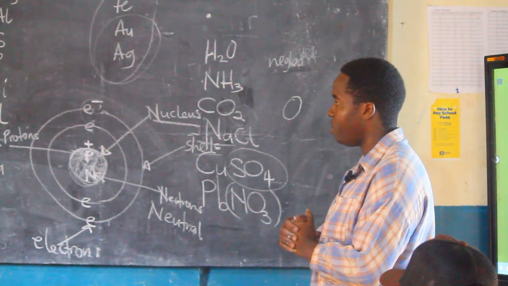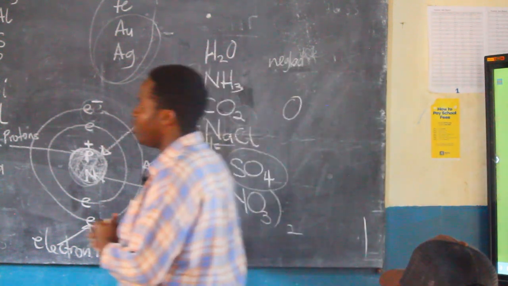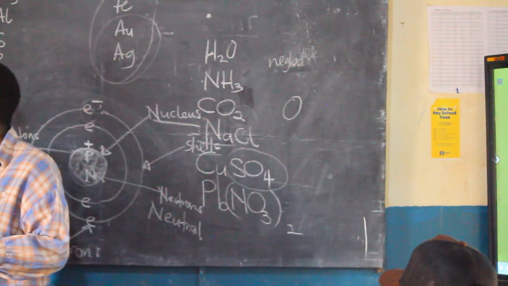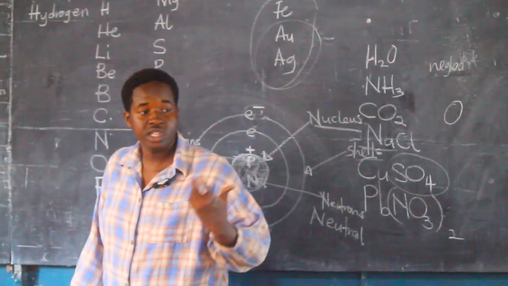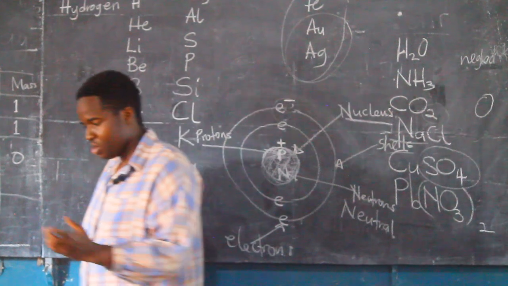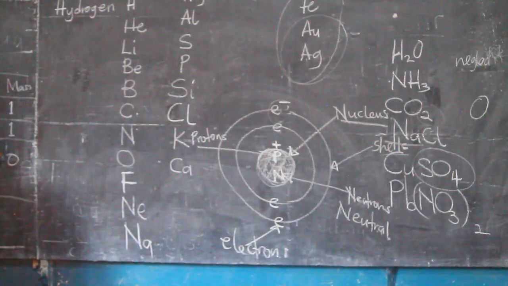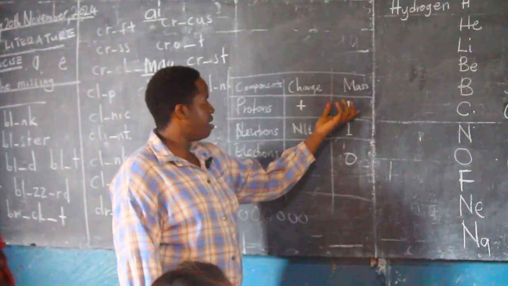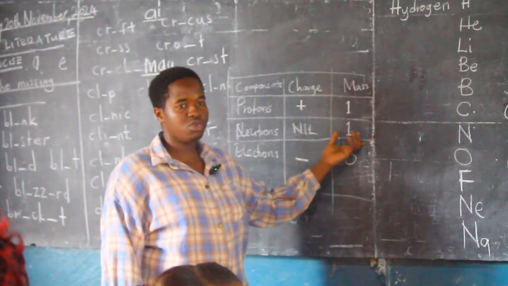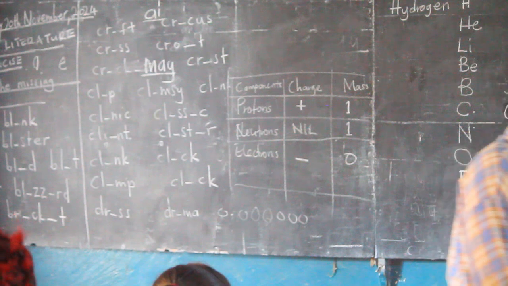So now how does this help us? Knowing the number of protons and electrons helps you to determine the charge. Then the mass also helps you. Knowing the number of protons and neutrons also helps you to weigh the atom.